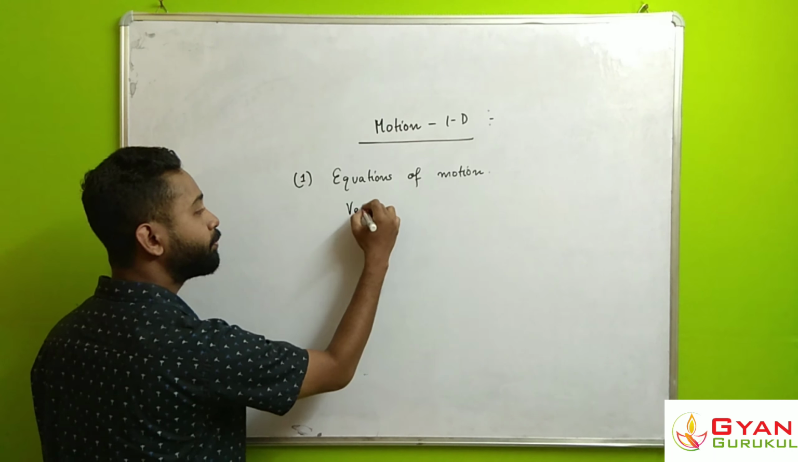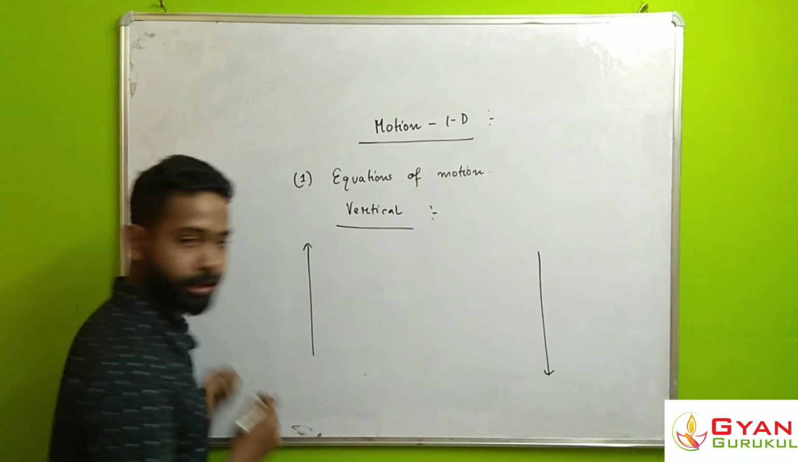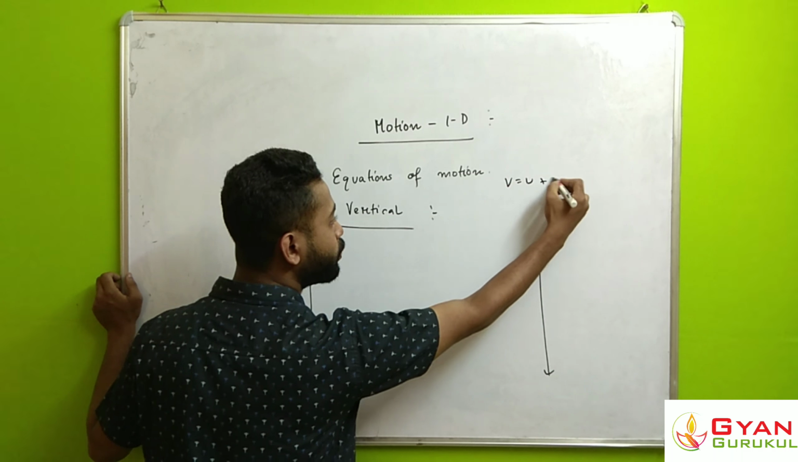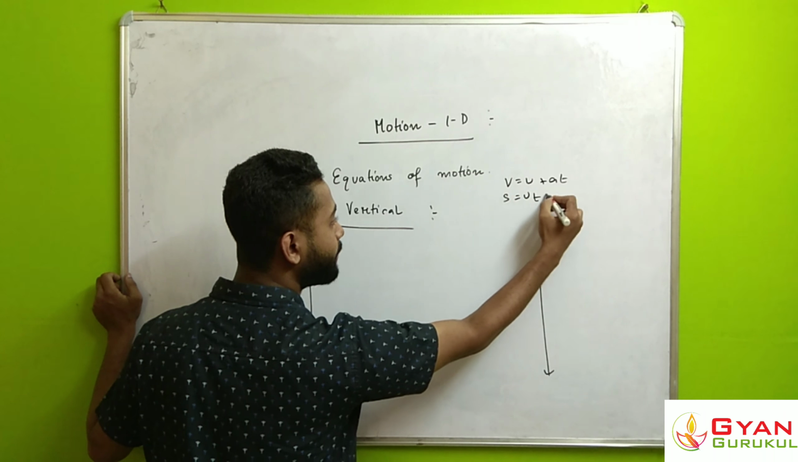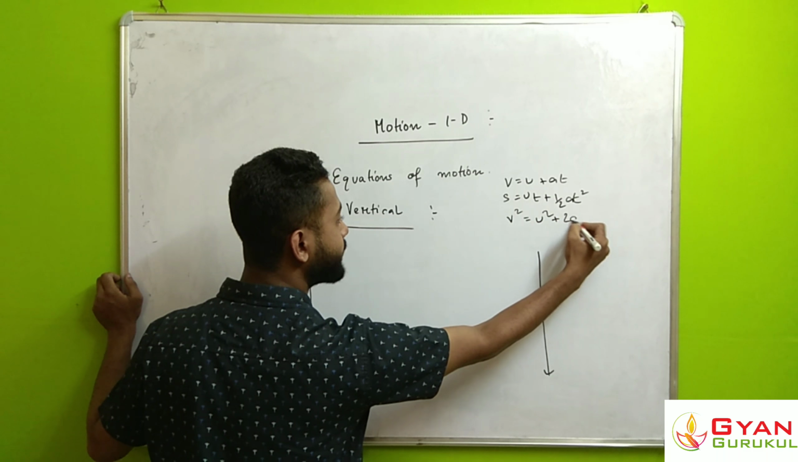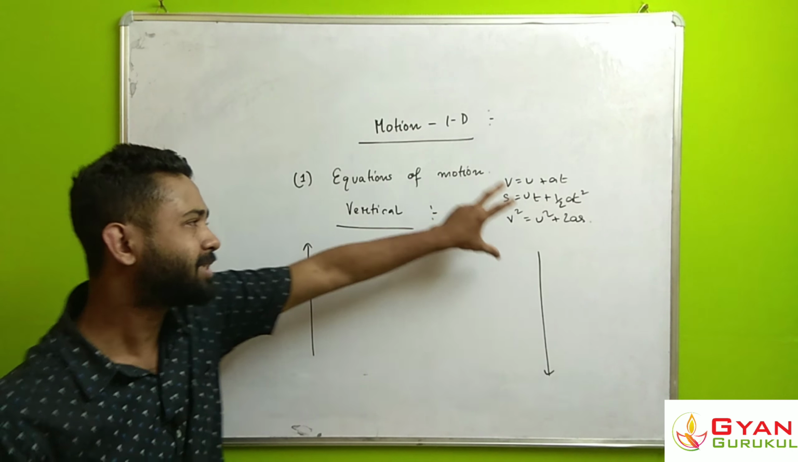So when you talk about vertical motion, as I already said, there might be 2 kinds of vertical motion: an upward vertical motion or a downward vertical motion. Now the set of equations which are initially v equals u plus at, s equals ut plus half at square, and v square equals u square plus 2as, these equations would change a little bit when you first initially use them.